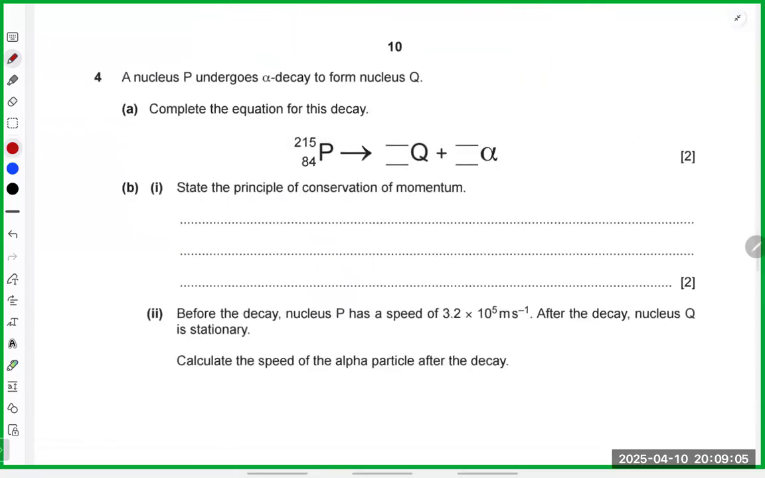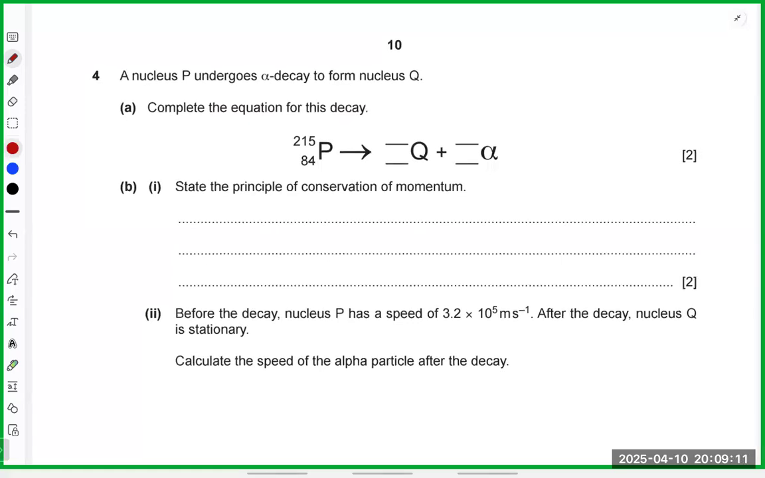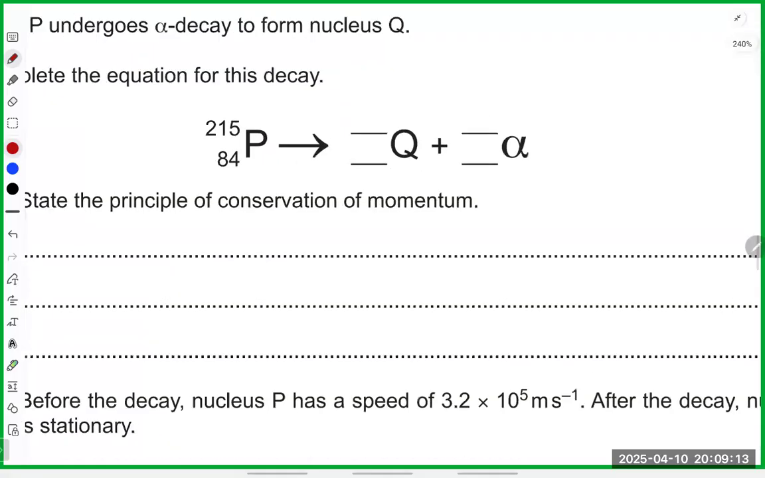A nucleus P undergoes an alpha decay to form nucleus Q. Complete the equation. Alpha particle is a 4 2 particle with a nucleon number of 4 and a charge number of 2. So the Q will have values 211 and 82.